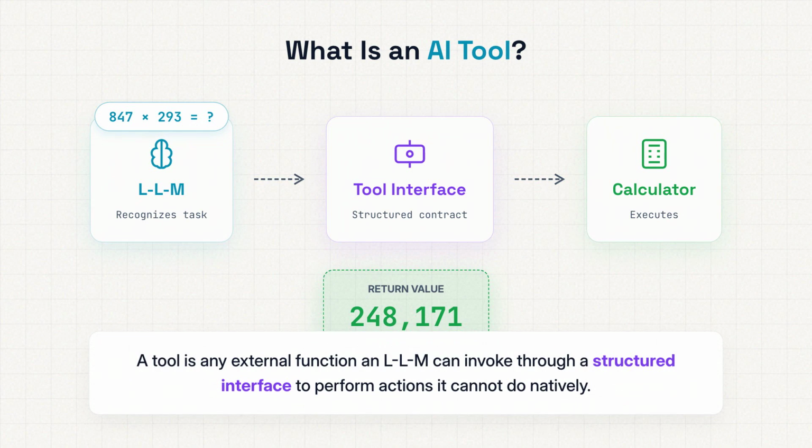So here's the formal definition. A tool is any external function that an LLM can invoke through a structured interface to perform actions it cannot do natively. The key word there is structured. The LLM doesn't just randomly call things, it follows a defined protocol.